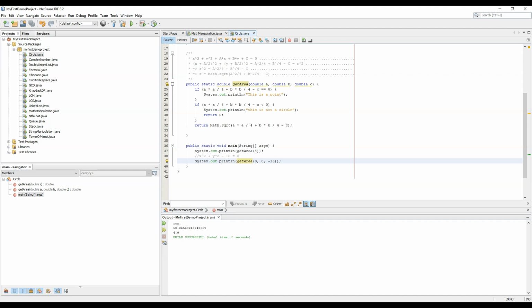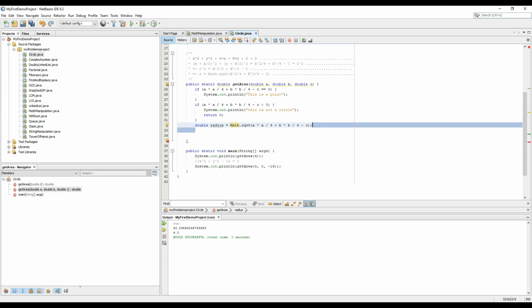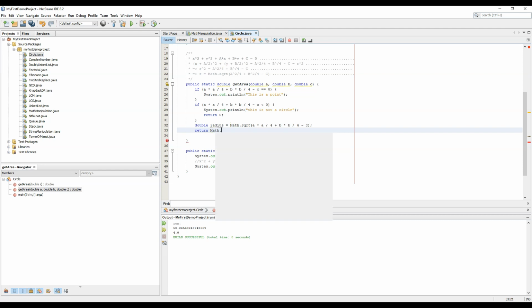So right now it has displayed the radius. We just need to return the area. So for calculating the area, we will say double radius equals this, and return Math.PI into radius into radius. We know that the radius is calculated correctly, so right now it would display the same result as it is displaying in the first function.